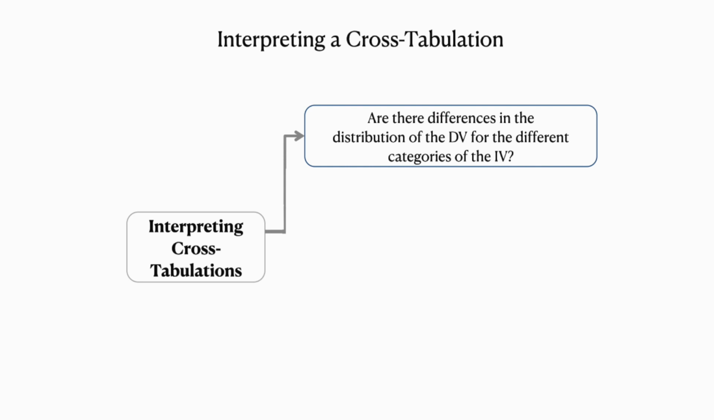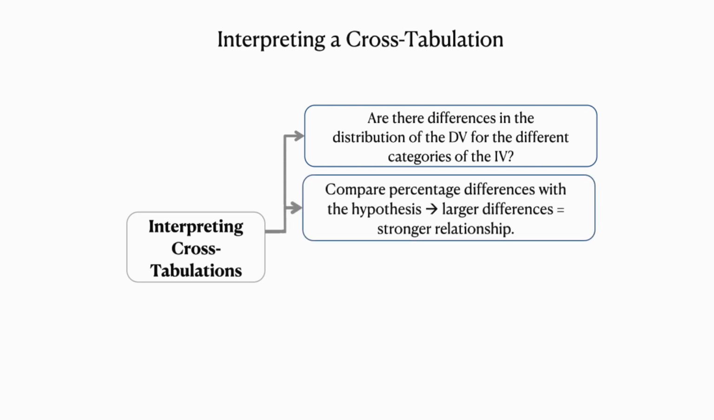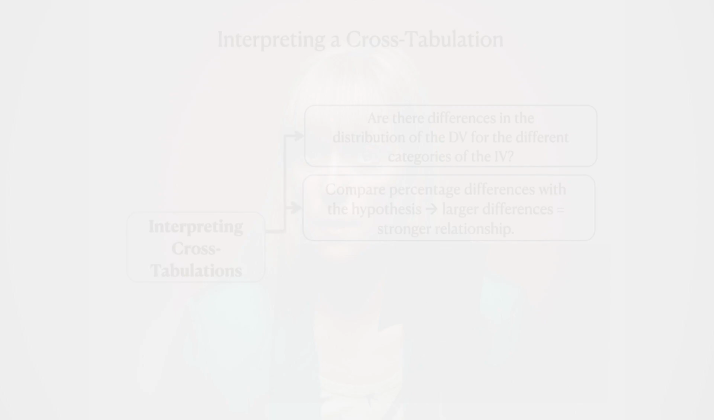The second thing you're going to do is compare the percentage differences with your hypothesis. So do you see the gap in the direction that you expected? In our example, we do. We see women are more likely to support parties of the left, men are more likely to vote Conservative. And so we need to confirm that we're actually going in the direction that our hypothesis stated. And then we're also looking at the magnitude. So the larger the gap, the stronger the relationship.